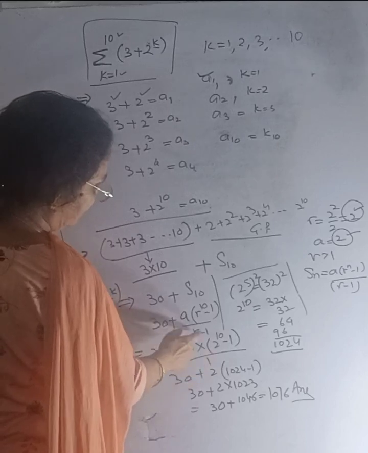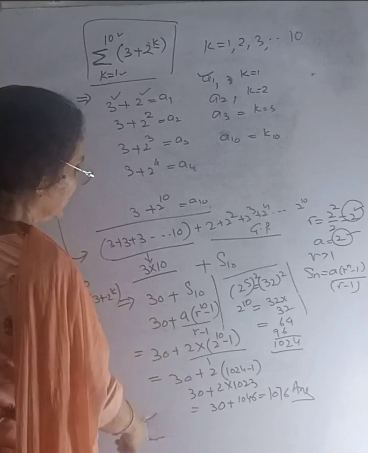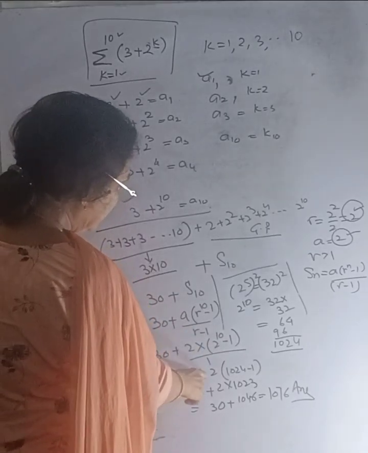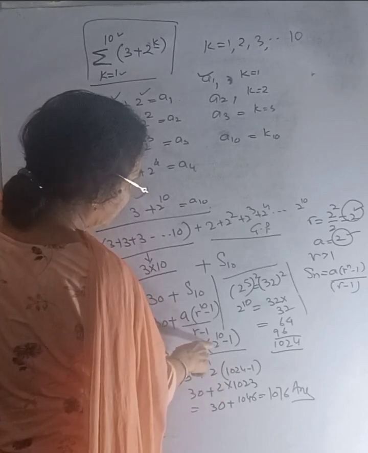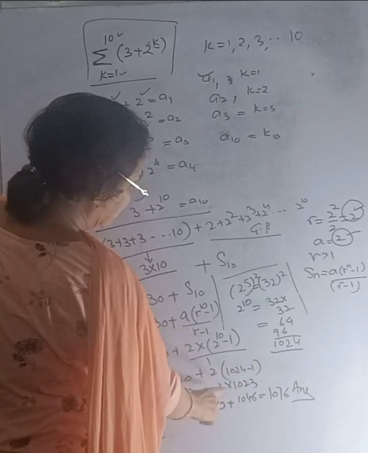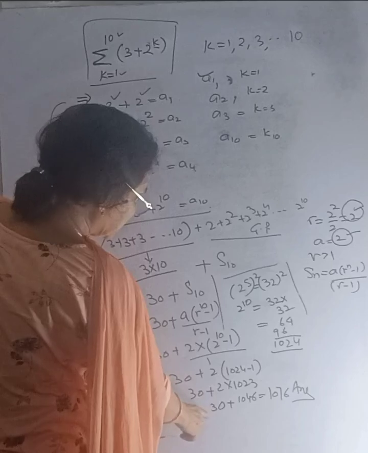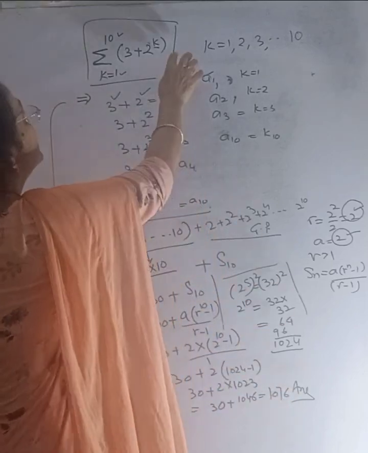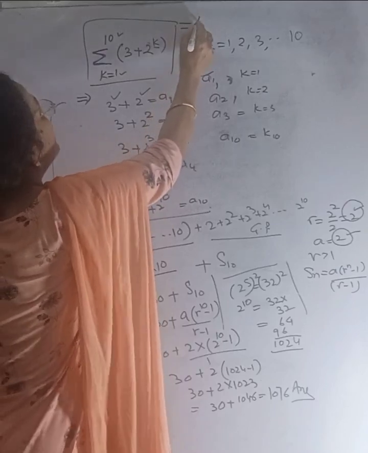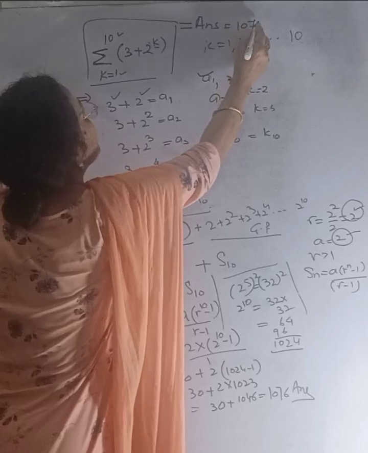That is why we have not written r minus 1 here. r minus 1 is equal to 1, because r is equal to 2. This is 30 plus 2 into 2 to the power 10, which is 1024, minus 1, so 2 into 1023, that is 2046, plus 30. This will be the answer of the summation. So the answer will be 2076.